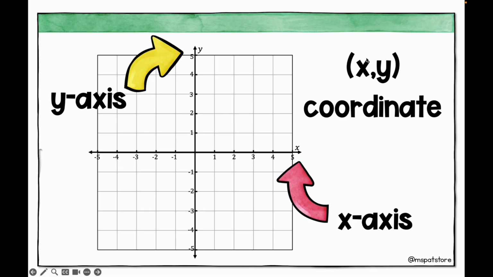The first number will always be located on the x-axis, and the second number on the y-axis. If you forget this, just think about which letter comes first in the alphabet. Is it the X or the Y? Yes, you got it right. X comes first in the alphabet. Therefore, this number will always be on the x-axis and this one on the y-axis.